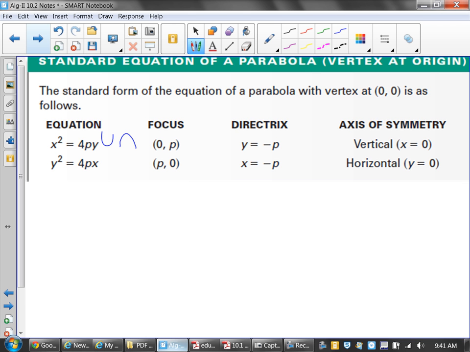Let me write these parts in here. Your focus is always going to lie, if it's an x squared value, at 0, comma p. The directrix, the opposite of p. One thing I want you to notice, if it's an x squared value, the p falls into the y. Okay? It's a little opposite. It's counterintuitive what you want to do. When it's a y squared, it falls into the x's.